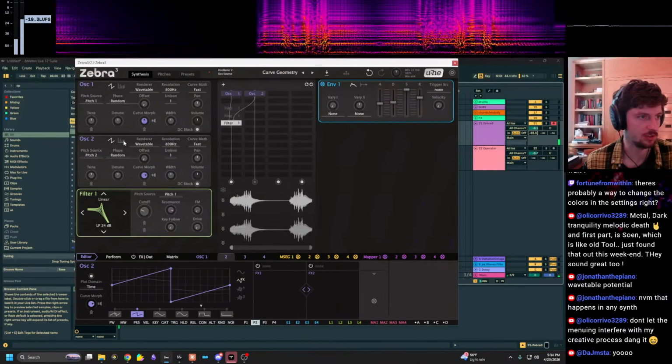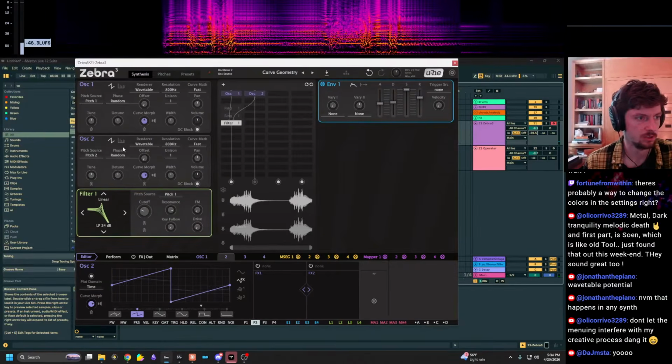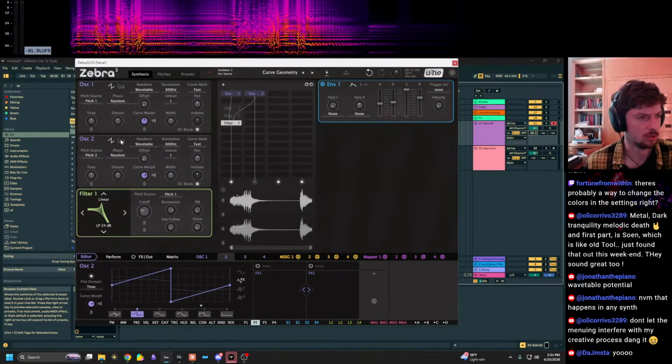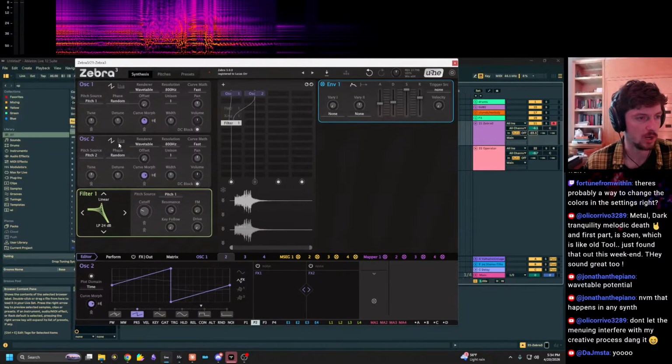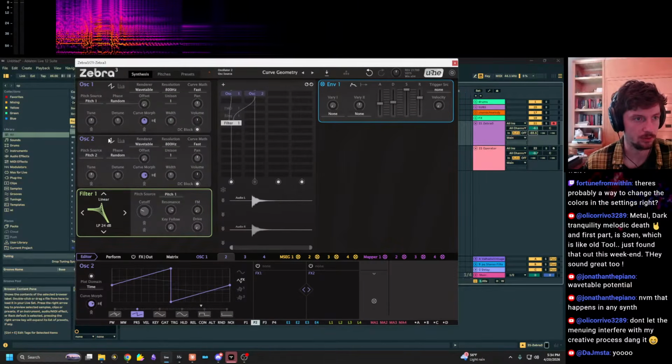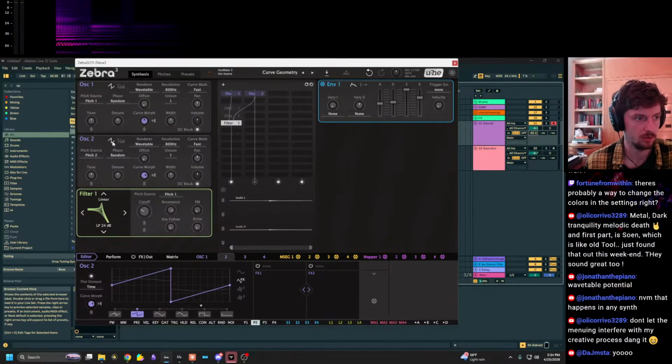Oh, apparently you're set to additive. These buttons are also more unintuitive than they were before. I'm pretty sure they were way more clearly labeled that this is a wavetable synth and this is an additive synth.